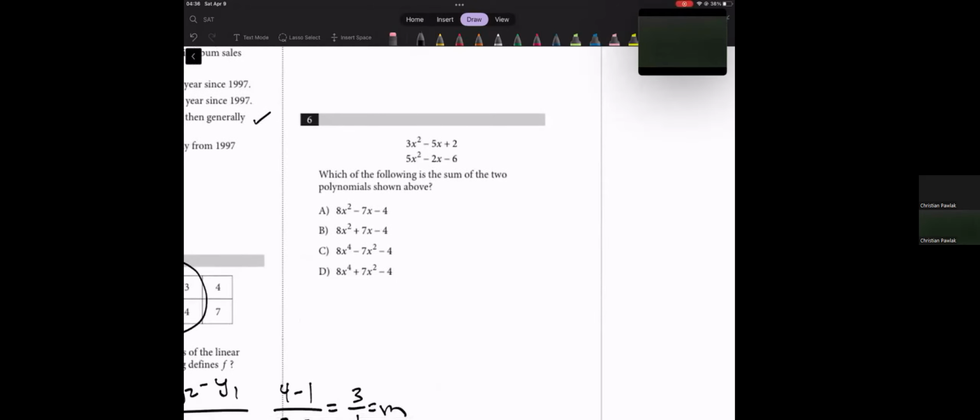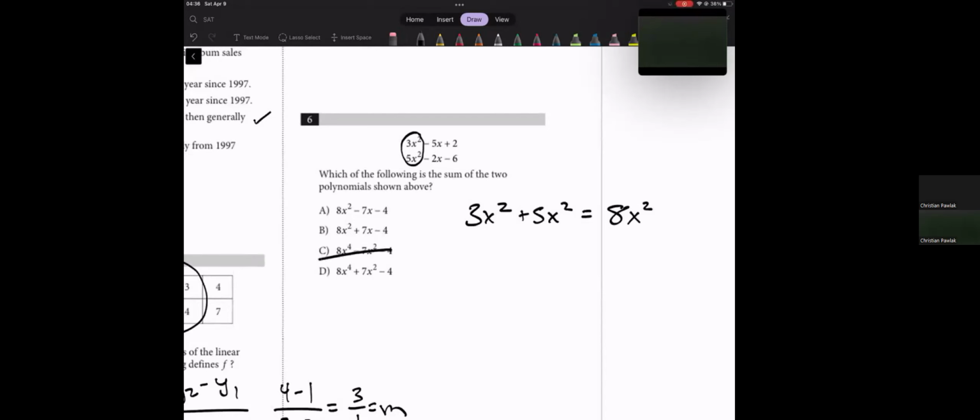Okay, which of the following is the sum of the two polynomials shown above? So the question is, do you remember your rules of exponents? If I add these two together, 3x squared plus 5x squared, that's definitely going to give me 8. Do I change the exponent? The answer is no. You do not want to change the exponent. You are combining like terms, the exponent stays the same.